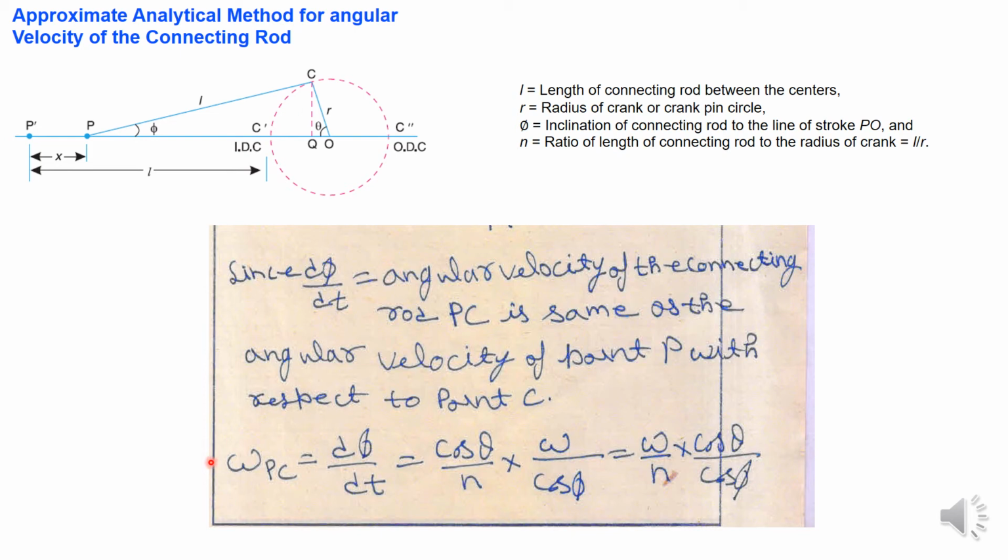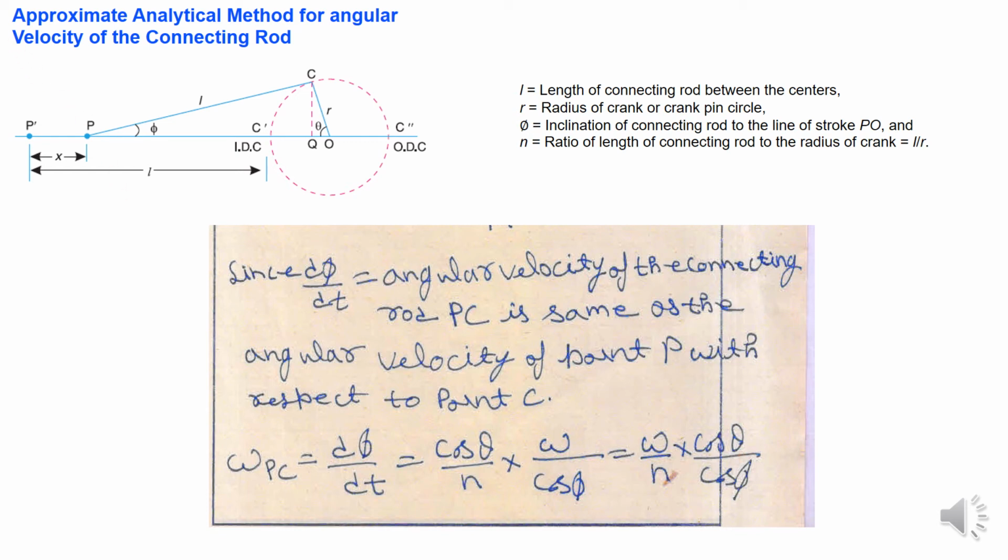Now omega PC means the angular velocity of point P with respect to C. Omega PC is equal to d phi by dt, which is cos theta by n multiplied by omega by cos phi, that is, omega by n multiplied by cos theta upon cos phi.